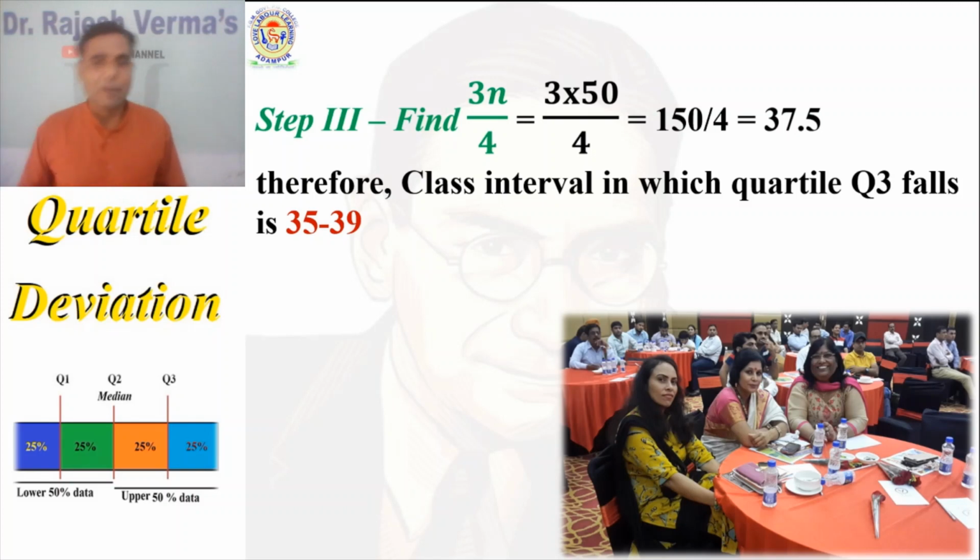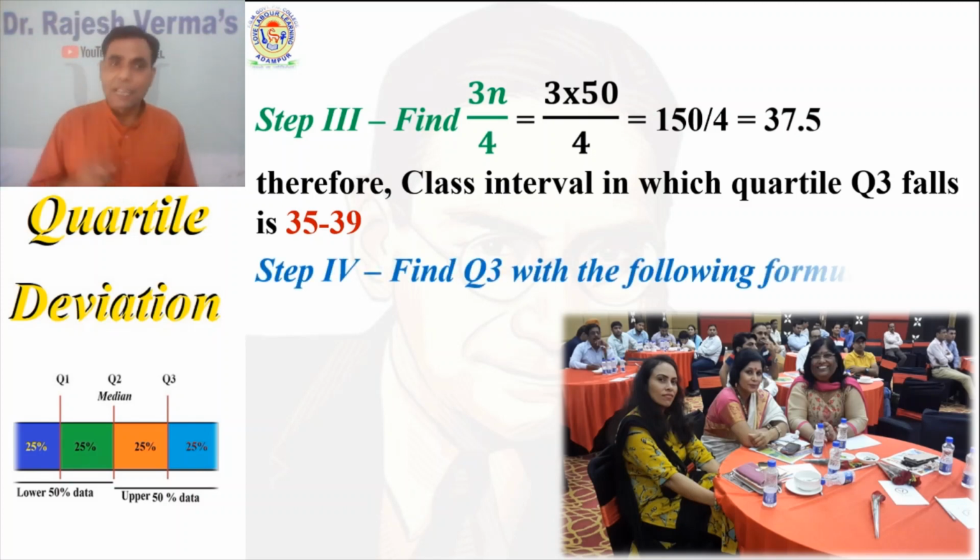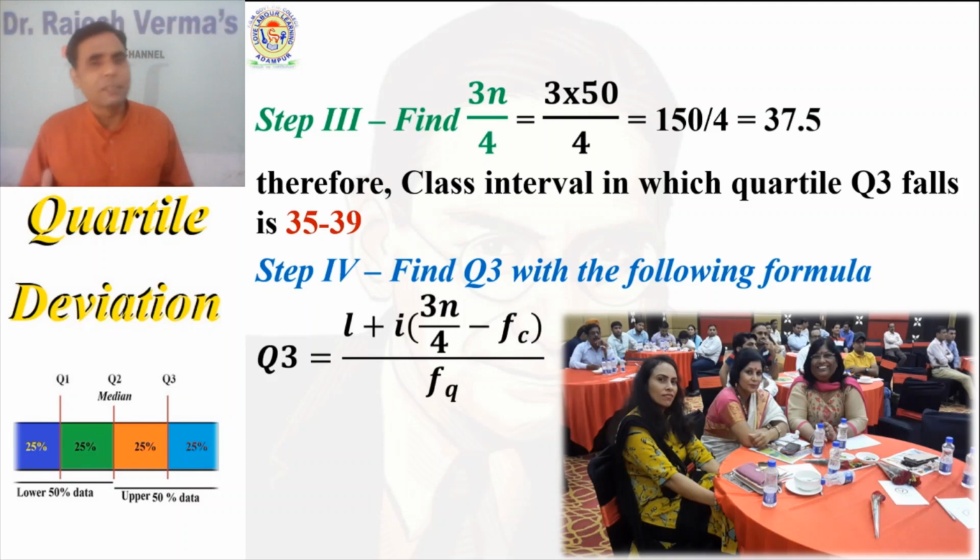In the next slide, I will show you the class interval 35 to 39, where you will find that Q3 falls at 37.5. So now we have to find the Q3, and the formula is exactly similar to Q1 except for one change. Here we have to introduce the 3, because we have to calculate the 75%. So the formula is similar: L plus I times (3n by 4 minus Fc) divided by Fq.